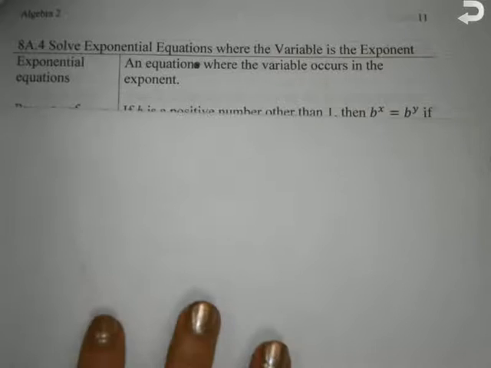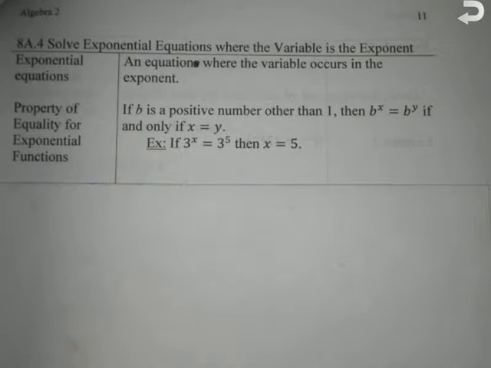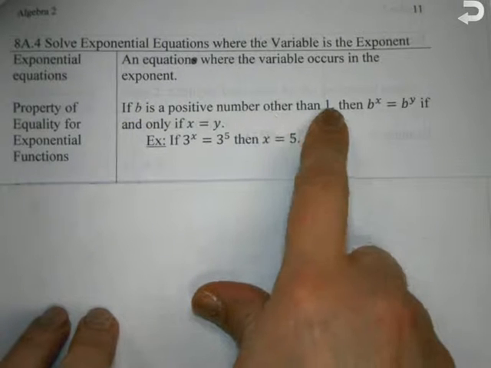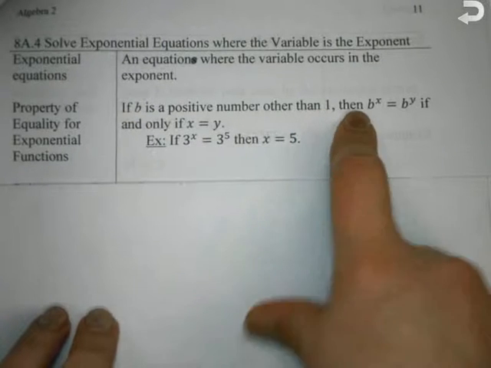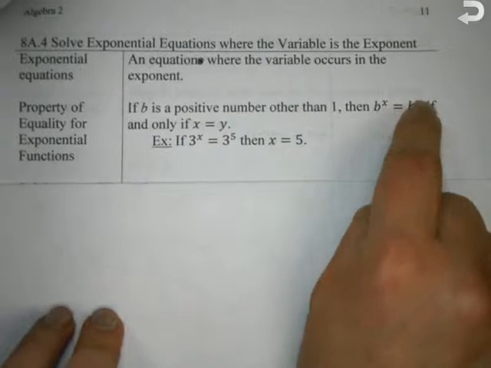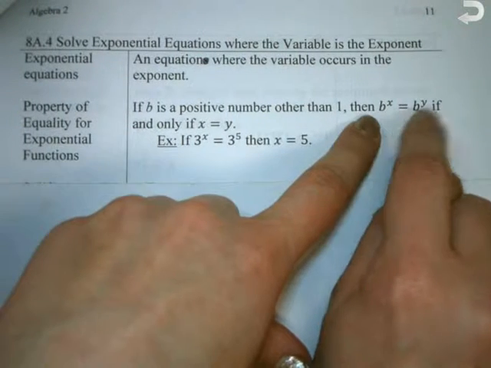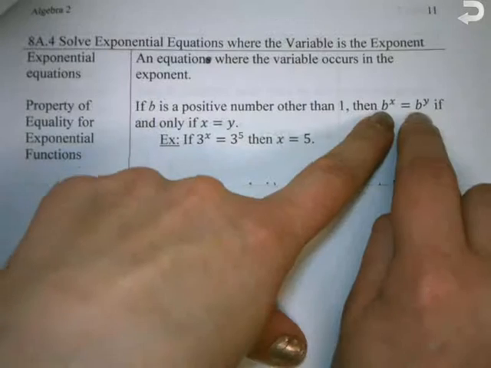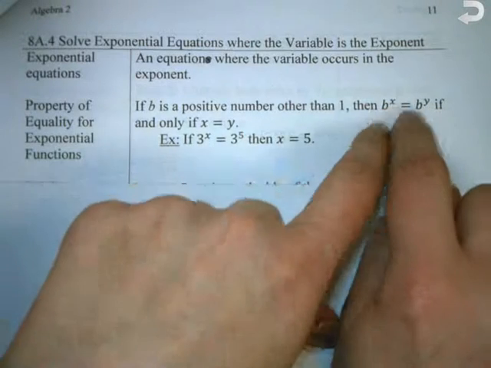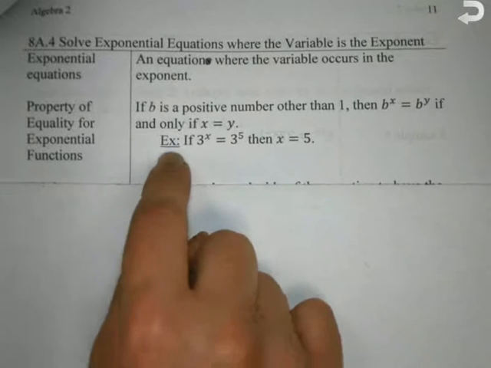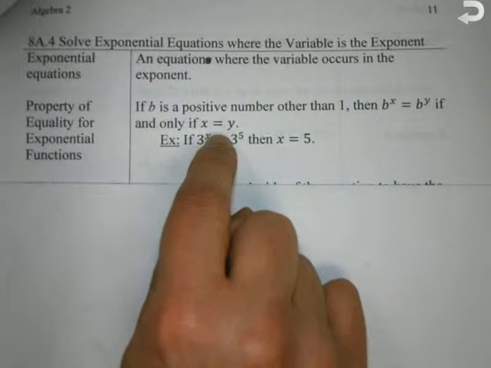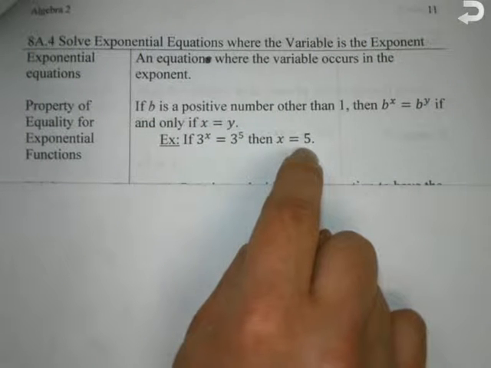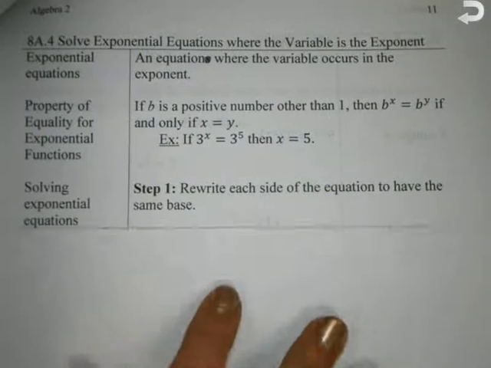Okay? So we have one property. If b, that's your base, is a positive number other than 1, which was one of our rules, then b to the x equals b to the y, so my bases are the same, if and only if x equals y. Doesn't that make sense? If my bases are the same and my exponents are the same, they're equal to each other. Here's an example: if 3 to the x equals 3 to the 5th, then x has to equal 5. It should be obvious.